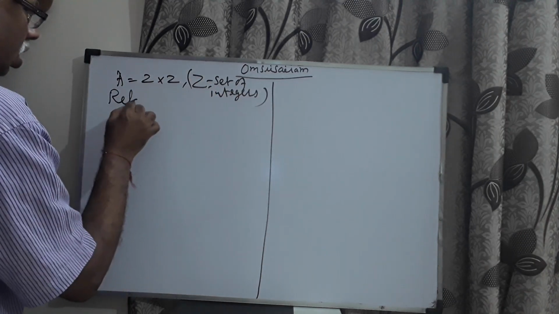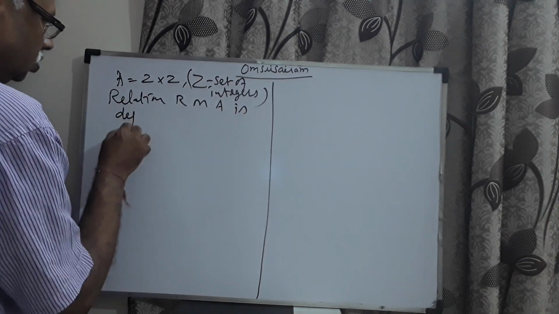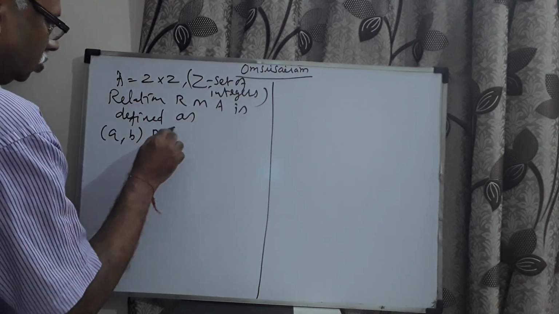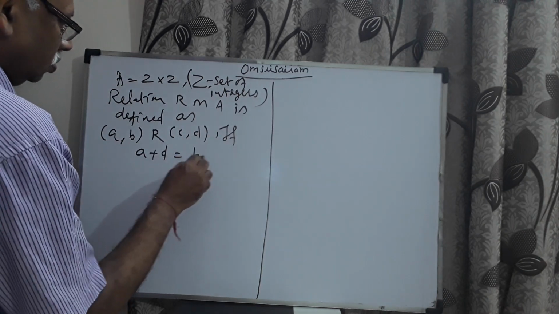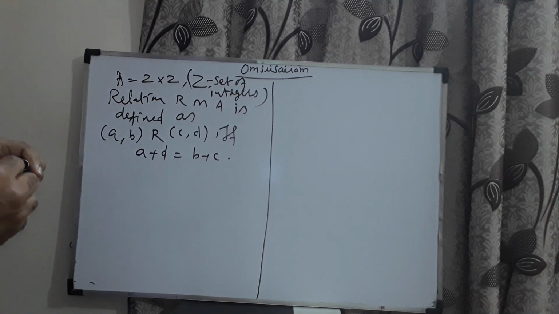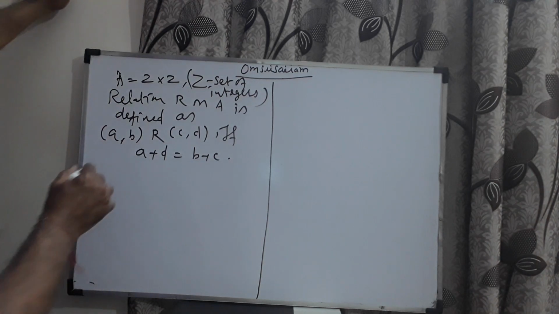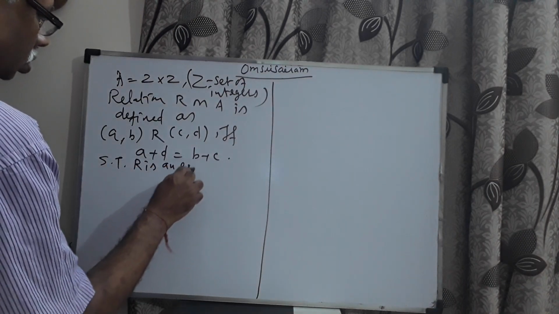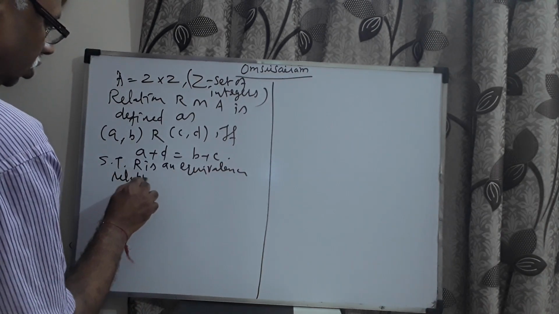Now, a relation R on A is defined as (a, b) R (c, d) if and only if a plus d is equal to b plus c. The elements in A will be ordered pairs since it is given as Z cross Z. If that is the condition given to you, show that R is an equivalence relation. This is the question given to you.